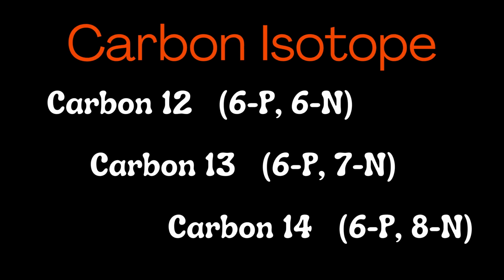Example, carbon has 3 naturally occurring isotopes: carbon-12, 6 protons, 6 neutrons; carbon-13, 6 protons, 7 neutrons; and carbon-14, 6 protons, 8 neutrons. While carbon-12 and carbon-13 are stable, carbon-14 is radioactive and used in radiocarbon dating.